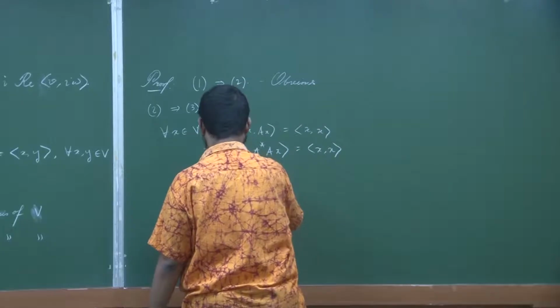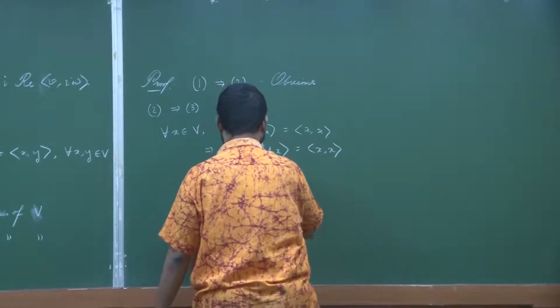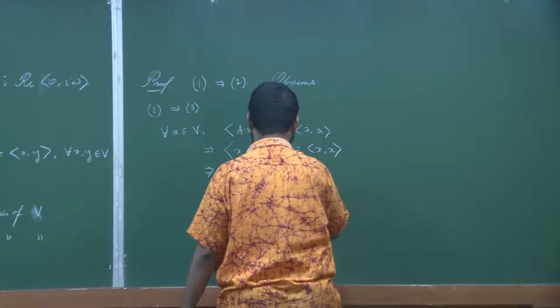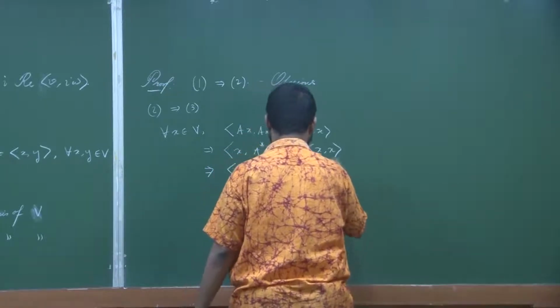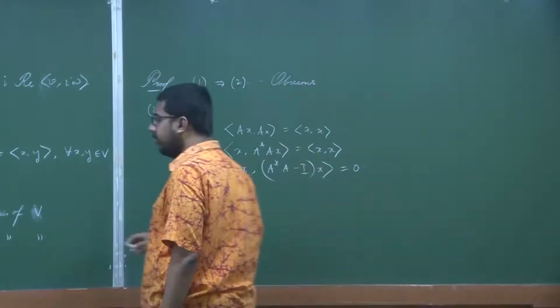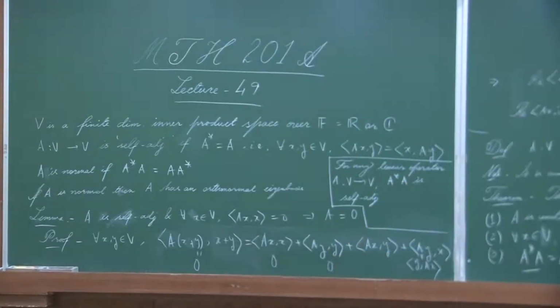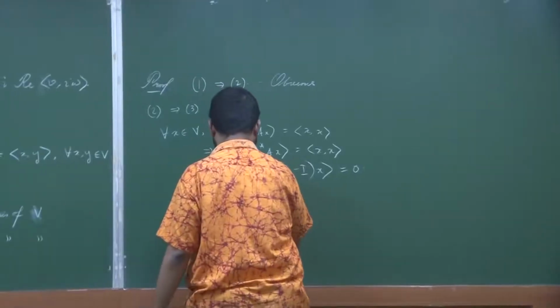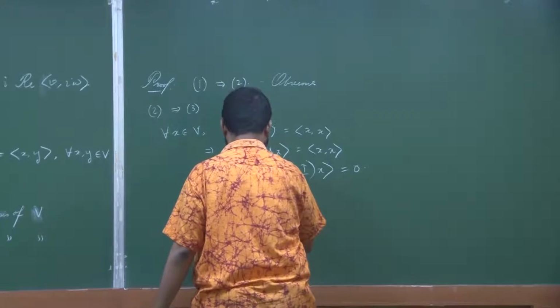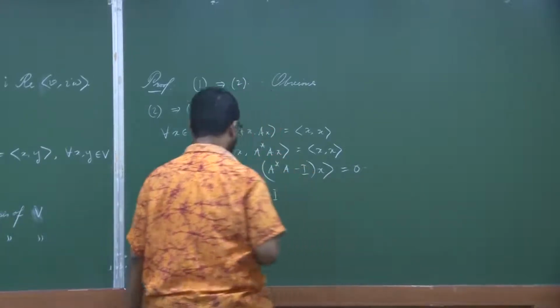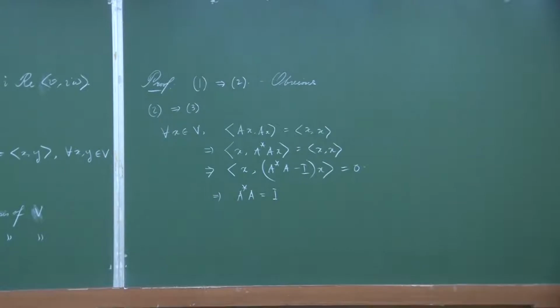Now, what does that imply? If you bring everything to one side, the inner product of x with A star A x minus x becomes 0 for every x. Now, A star A is self adjoint, therefore A star A minus I is self adjoint. Now, we can easily use this lemma that we have proved over there. This implies the map A star A is identity, okay, because A star A minus I is 0.